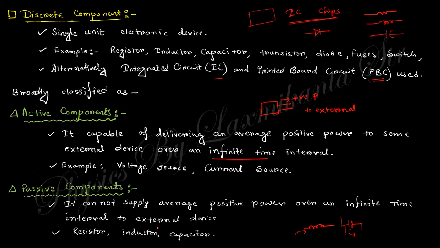I think that's clear. Two main things: when a device supplies positive power to an external source for infinite time, it is called active, otherwise it is called passive. So voltage source and current source are the active components, and all other things like that are passive components, because they cannot supply positive power to an external source for an infinite, that is a long, time, right?